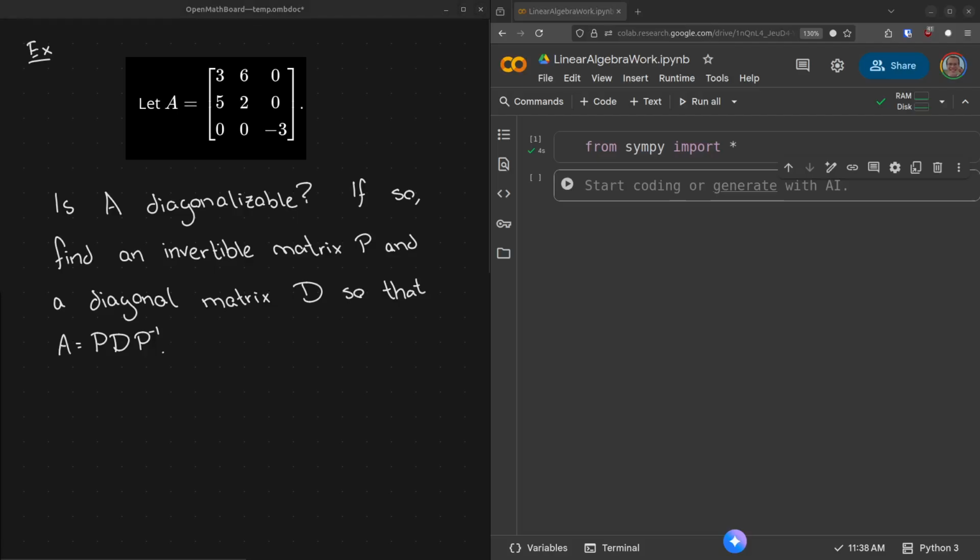Let's take a look at one more example. We again have a matrix A. We want to determine if it's diagonalizable, and if so, find the invertible matrix P and the diagonal matrix D that will make that diagonalization work.